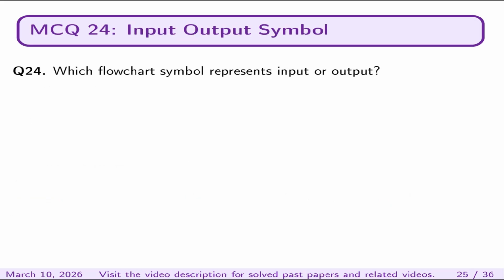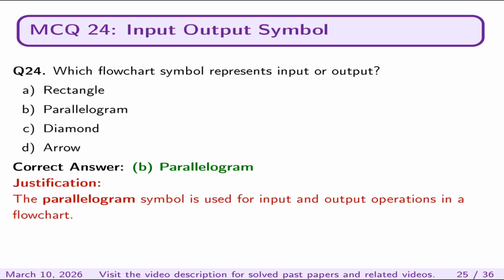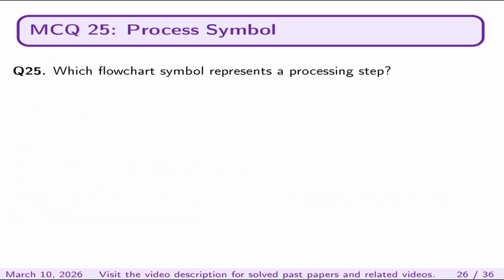Question number 24. Which flowchart symbol represents input or output? Option A is rectangle, option B is parallelogram, option C is diamond, and option D is arrow. The correct option is parallelogram, because a parallelogram symbol is used for input and output operations in a flowchart.